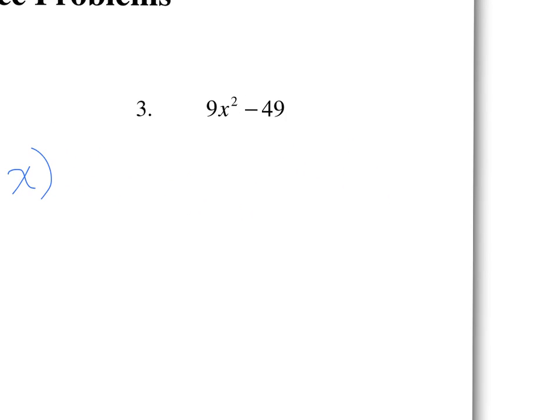Is this the difference of squares? Are they perfect squares? Yes, they are. Are they subtract? Yes, they are. So the square root of the first term, the square root of 9x squared is 3x. The square root of 49 is 7. And the signs are one of each, 1 plus 1 minus.